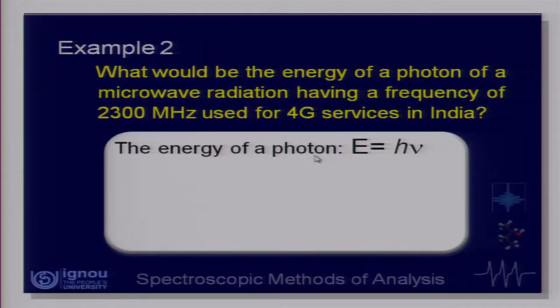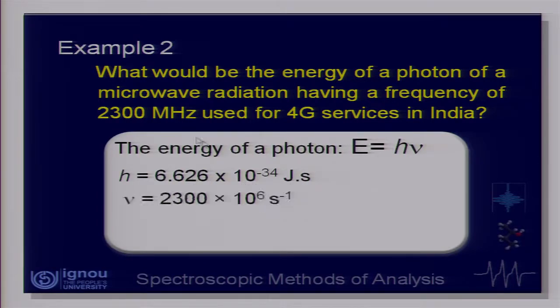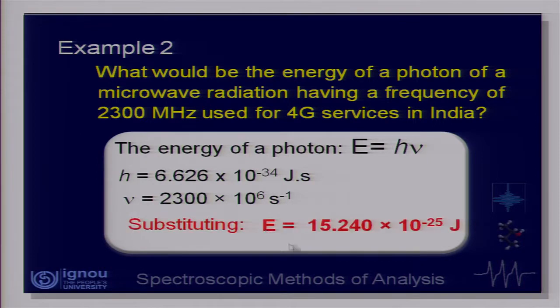We know that the energy of a photon is given by E = hν, and h is Planck's constant, having the following value. Frequency is given to us as 2300 megahertz, where mega stands for 10⁶ and hertz is per second. We substitute the values and we get E equal to 15.24 × 10⁻²⁵ joules. So, that is a very tiny amount of energy for a given photon of the radiation we are referring to here.